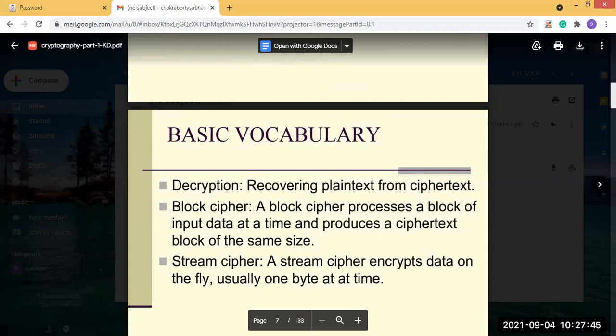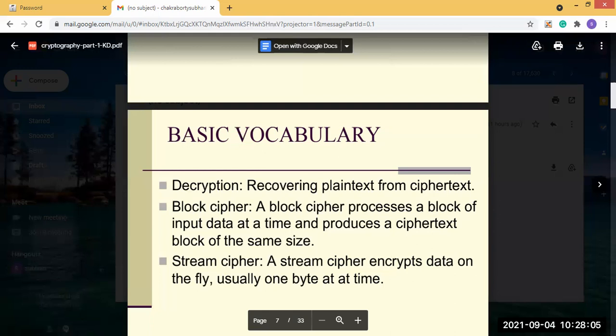This is the decryption. Now, another concept is the block cipher and the stream cipher. These are the two concepts. Now, what is a block cipher and what is a stream cipher? A block cipher processes a block of input data at a time.